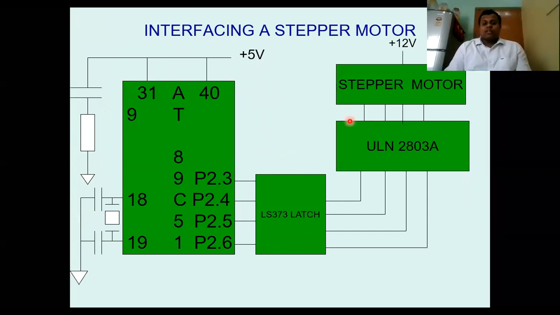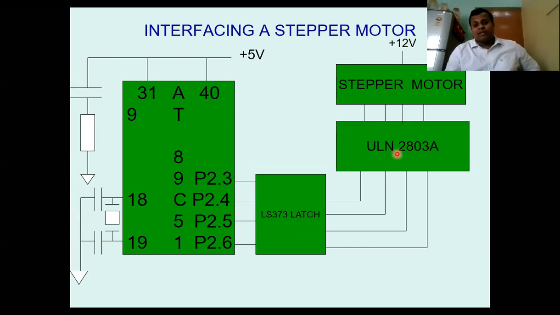What is the function of this stepper motor? Available in the market, it may be 12 volt or 5 volt, so a voltage will be given over here. Whatever value is given by the microcontroller cannot be handled by the stepper motor because it needs more power. That's why we increase the power using a power amplifier.